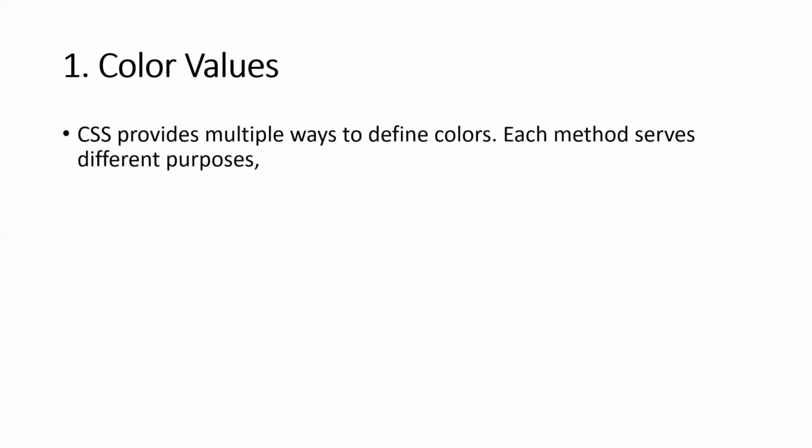So let's talk about color values first. CSS provides us with multiple ways to define colors. Each method, or what you call functions now, we are not in JavaScript, right, serves different purposes, and I'm just going to show you that. The different methods that are made available to us when it comes to setting colors give us flexibility when it comes to design, right? And I will show you why.